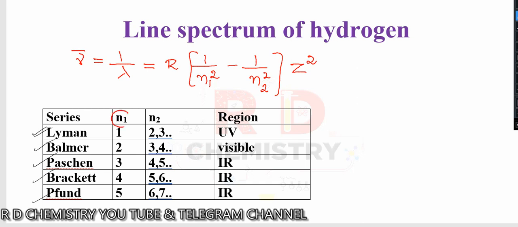n1 and n2 are integers. n2 is always greater than n1. For Lyman series, n1 is equal to 1, Balmer 2, Paschen 3, Brackett 4, Pfund 5. And see the regions here. Lyman series belongs to the UV region. Balmer series belongs to the visible region. The rest 3 belong to the infrared radiations. Problems on this can be asked, so remember the formula here.